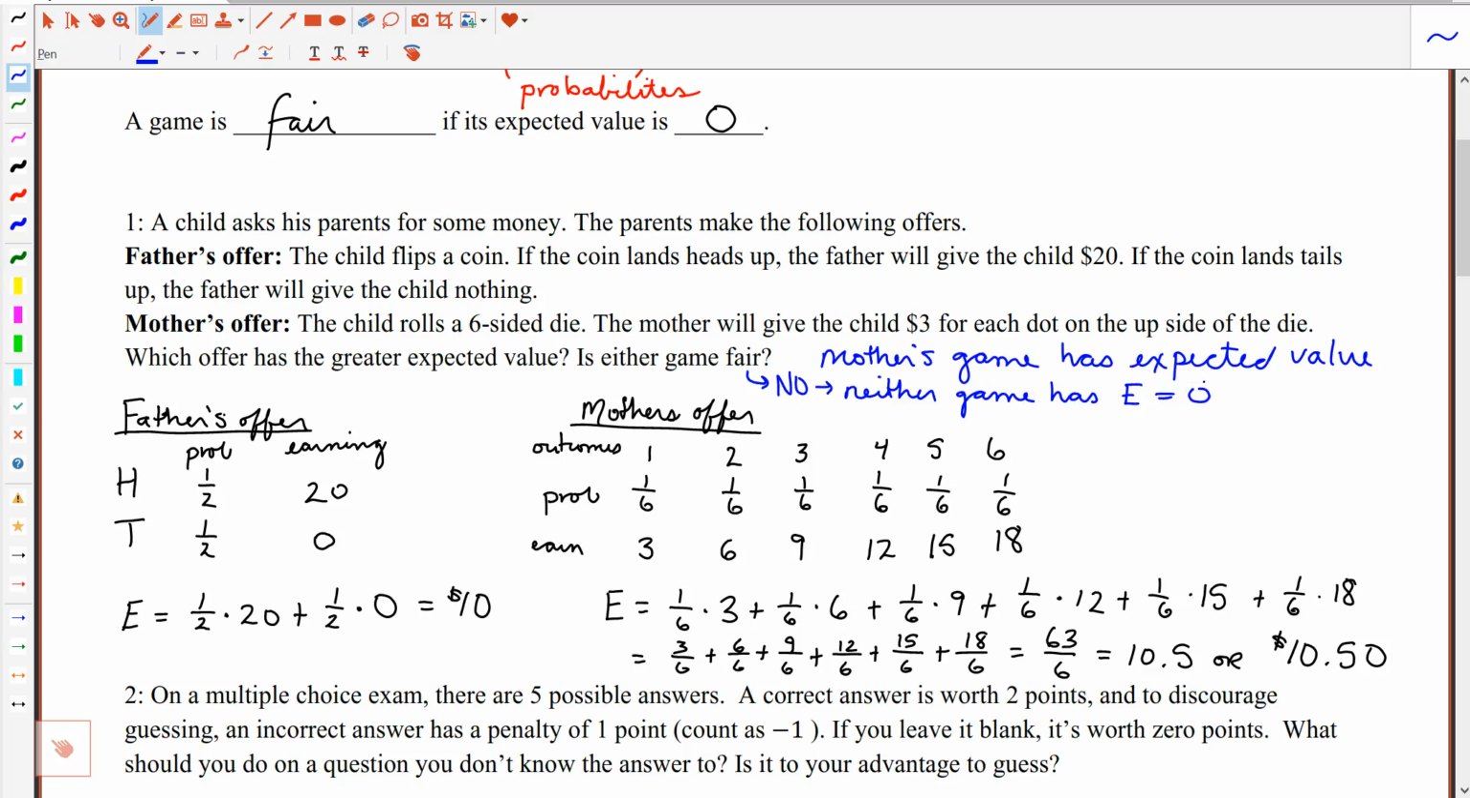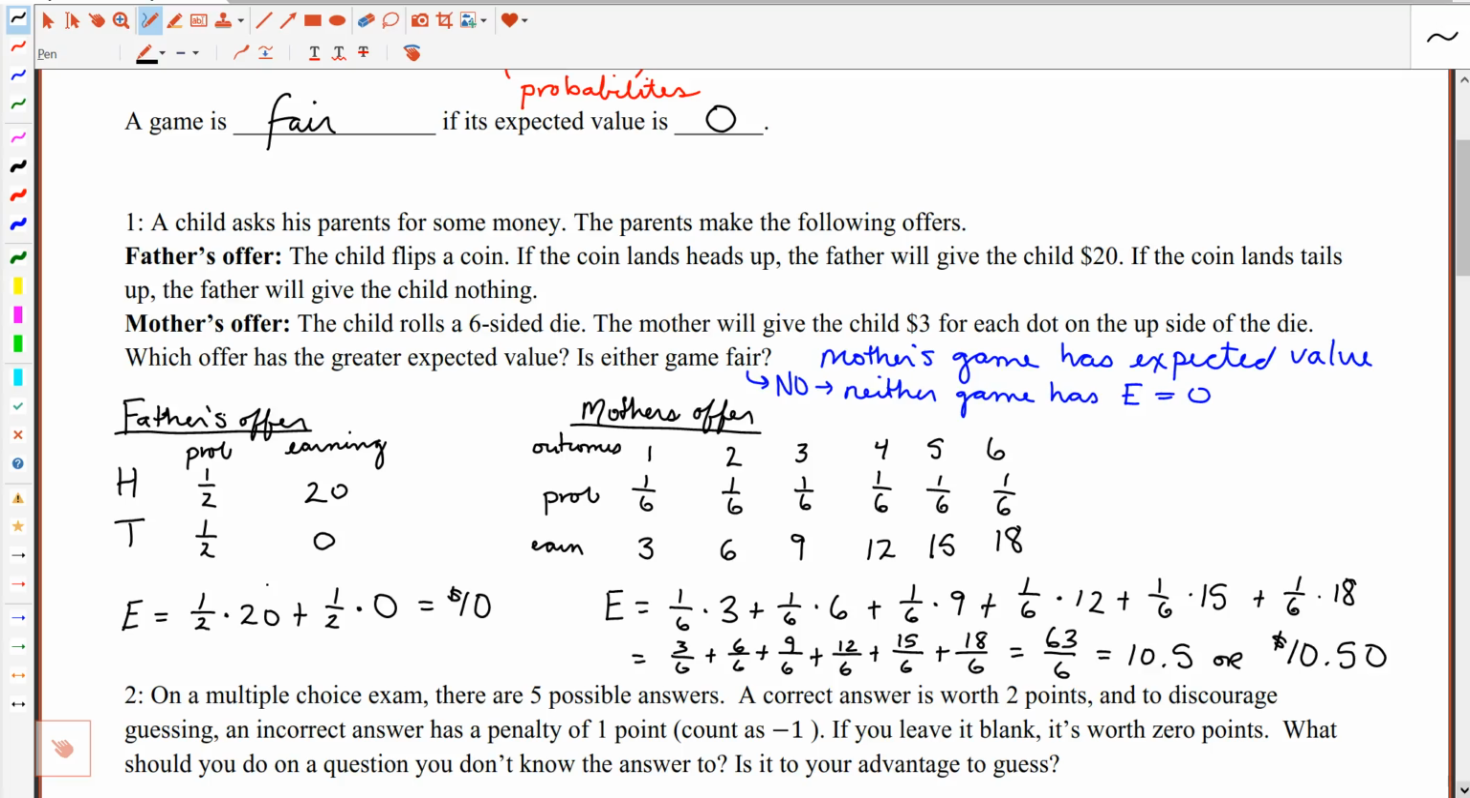So what we're actually finding here in this case is that the child will make money in the long run in both scenarios. The child has a better advantage on the mother's offer in the long run if they were to play the game over and over again rather than on the father's game. Now keep in mind, on one particular trial of the experiment, on the father's offer, the child has half a chance of getting $20 and half a chance of getting nothing. So the child takes a gamble on the father's offer that when they play the game, he might walk away with nothing, but he also might walk away with 20 bucks.